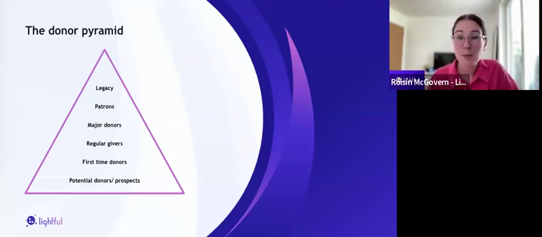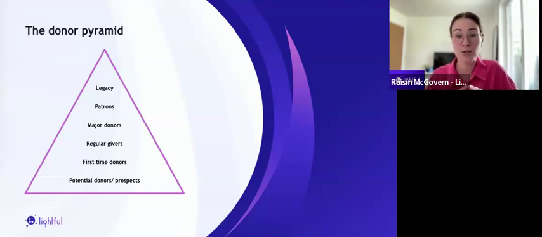It might not even be a pyramid shape, but generally the bottom of your donor pyramid is made up of the largest group of donors that your organization has. And for many organizations, that's your potential donors, also known as your prospects. Then you have your first-time donors, regular givers, major donors, patrons or ambassadors, some people refer to them as, and then legacy giving as well.